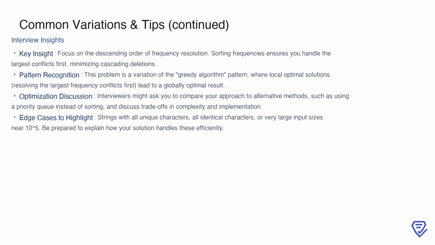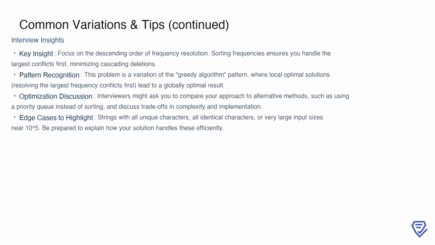Now, let's focus on some key insights relevant for interviews. A critical aspect of this problem is resolving frequency conflicts in descending order. Sorting frequencies ensures that the largest conflicts are addressed first, which helps minimize cascading deletions. This approach is a classic example of the greedy algorithm pattern, where making locally optimal choices, like resolving the largest frequency conflicts first, leads to a globally optimal solution.